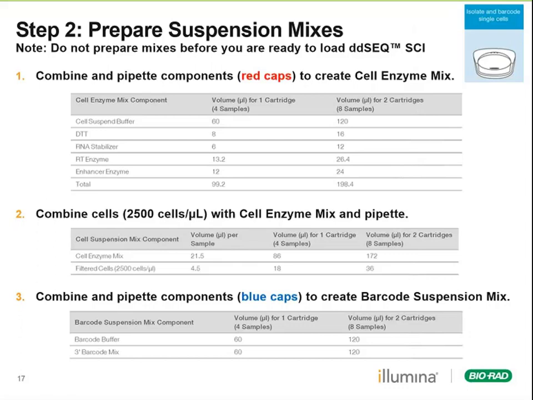First, we're going to create the cell enzyme mix. This is going to include RNA stabilizers and other reverse transcription reagents. These reagents have helpfully been labeled with red caps on their tubes so that you pull the right reagents. We're going to mix this well, and once that's mixed, we're going to combine it with our diluted cells to create the cell suspension mix.